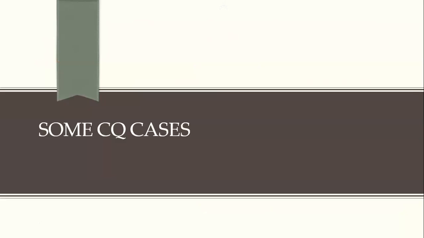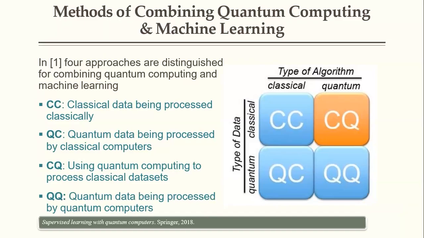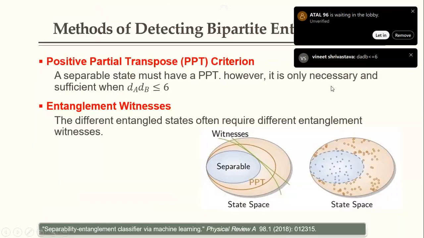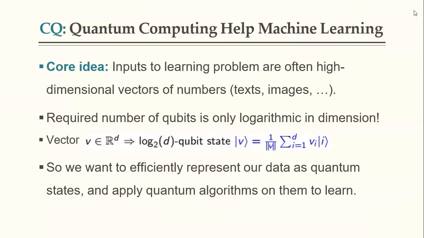Next we see some CQ cases. CQ means classical data and quantum algorithm. For this, quantum computing helps in machine learning. For a learning problem, the input is a high dimensional vector of numbers, like text or images, and the number of qubits required is only logarithmic in the dimension.